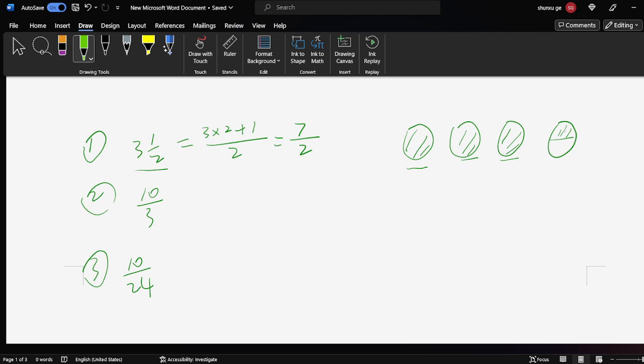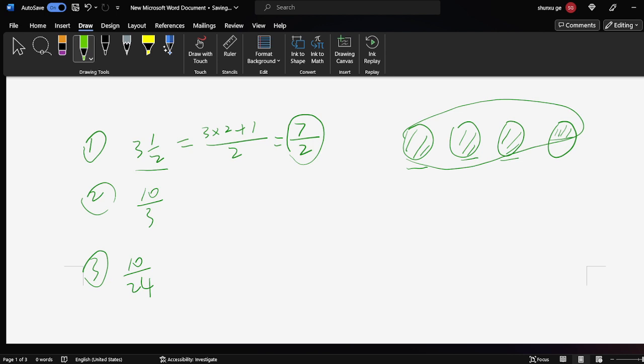But the last one is 1 over 2, only half. So we take half. Totally, the pizza I ate is 3 with 1 over 2. This is a mixed number, so we can also change it to an improper number. What's the reason? Why is it right? Here, I tell you why it is right.